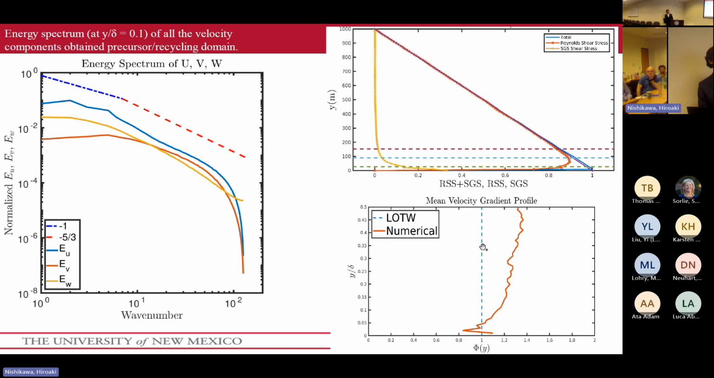And this is another validation, very common for large eddy simulations, called the mean velocity gradient profile. This is the theoretical line, and as long as it stays between 0.8 and 1.44, it matches quite well.